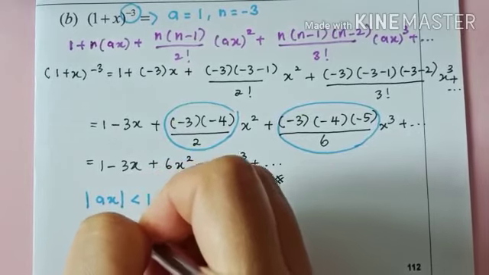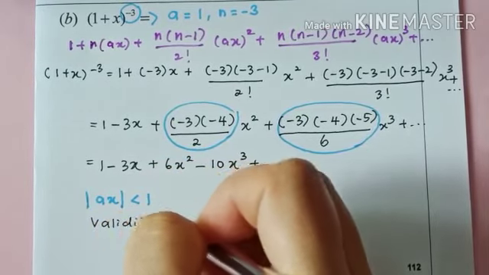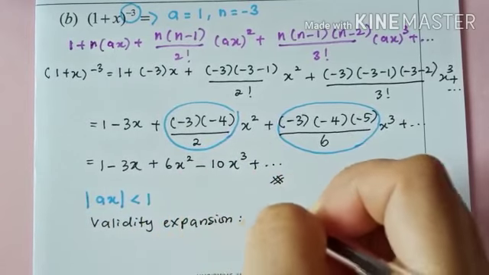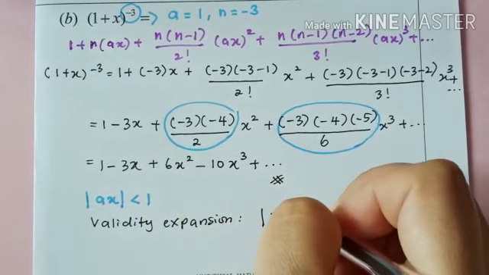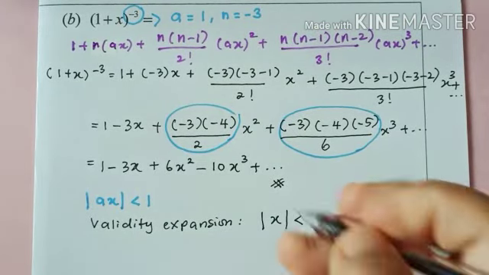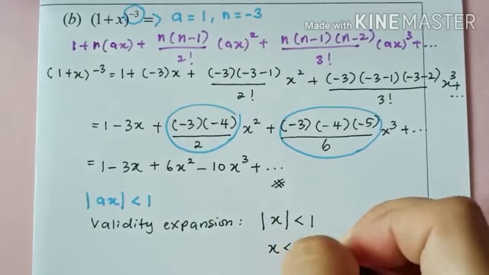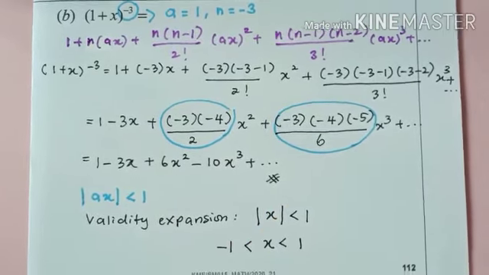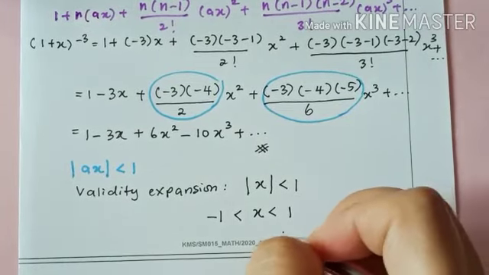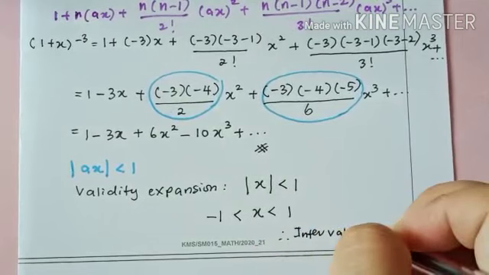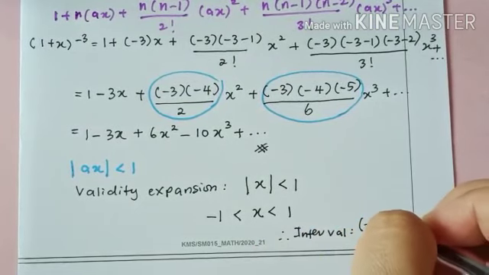So you can write here the validity of the expansion. Modulus of x less than 1. Since our a is equal to 1, we just put here modulus of x less than 1. Then define the absolute value: less than 1, more than negative 1. And also in interval form, you can write as negative 1, 1.